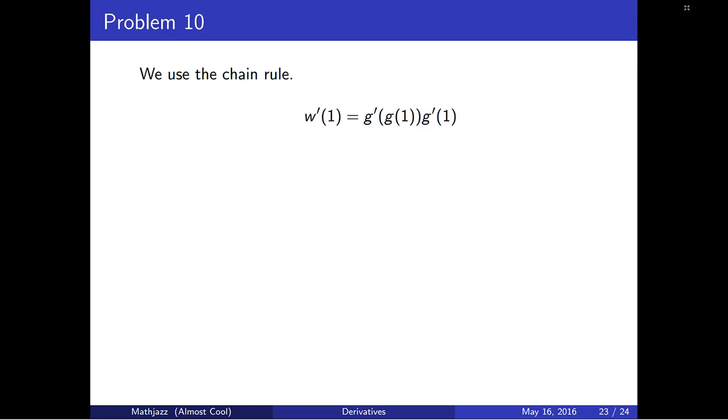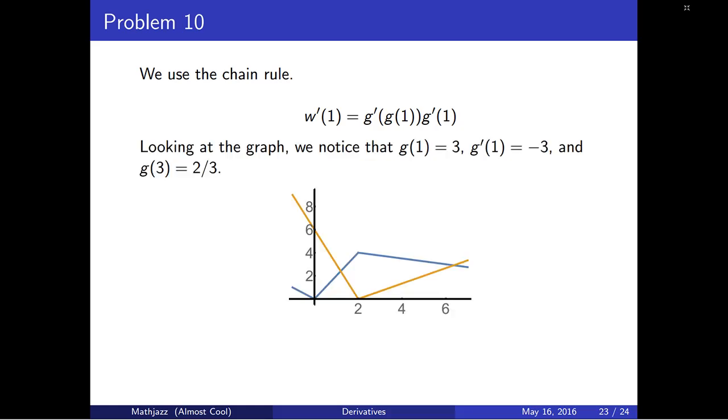Okay, now w prime of 1. We're going to find g prime of g of 1 times g prime of 1. So g of 1 is 3, g prime of 1 is negative 3, and we need to find g prime of 3, which is in fact 2/3. It just happens that g of 3 and g prime of 3 both equal 2/3. I lucked out here, but that is a typo. I should look for g prime of 3, not g of 3. Anyway, so we get g prime of 3 is 2/3 times g prime of 1, which is negative 3, and we get negative 2 as our answer.